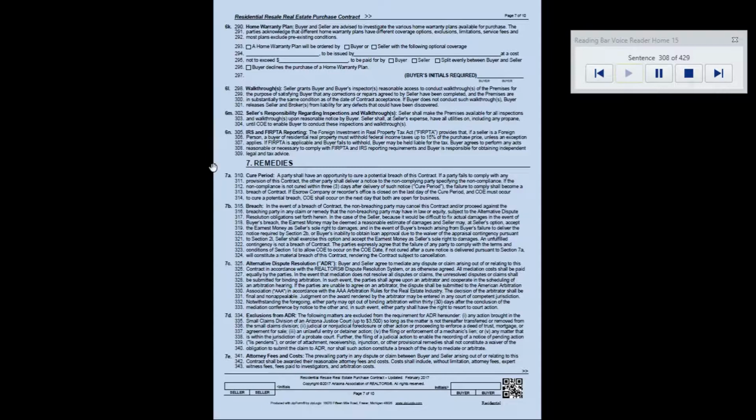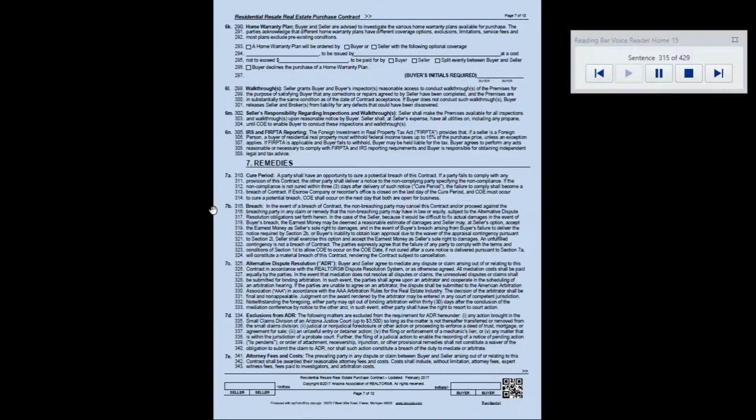7. Remedies. 7A. Cure period. A party shall have an opportunity to cure a potential breach of this contract. If a party fails to comply with any provision of this contract, the other party shall deliver a notice to the non-complying party specifying the non-compliance. If the non-compliance is not cured within 3 days after delivery of such notice, cure period, the failure to comply shall become a breach of contract. If escrow company or recorder's office is closed on the last day of the cure period, and COE must occur to cure a potential breach, COE shall occur on the next day that both are open for business.